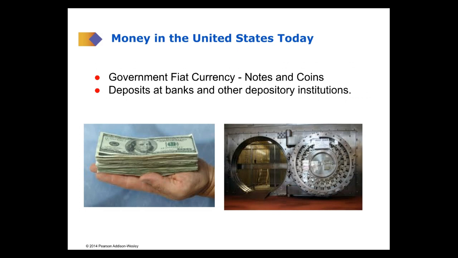And so here we are today. Money in the United States today is a government fiat currency. This is both the notes and the coins that we know about, but it's also deposits at banks and other depository institutions.